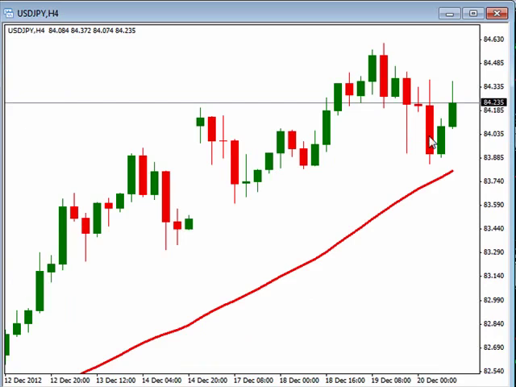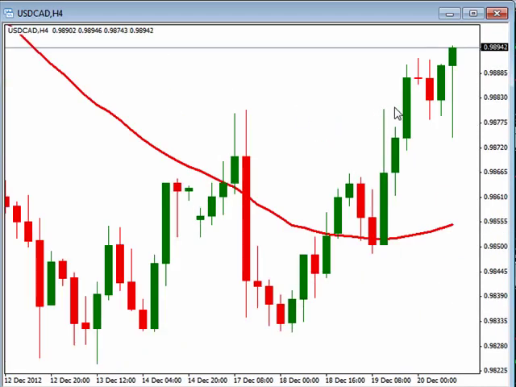US Japanese yen starting to bounce up. Highest high of the last 3. Right in there. And last but not least, the US CAD. Really not getting a pullback here. But hopefully you get the idea.